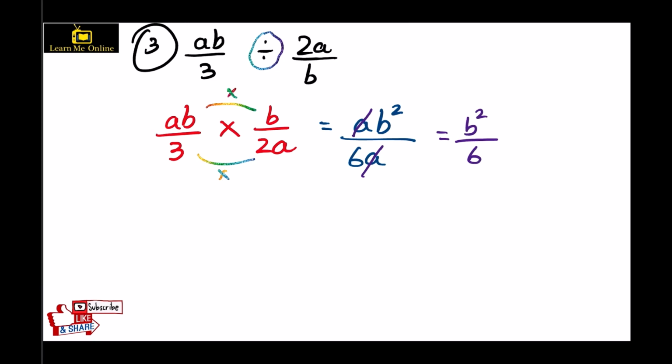Because now we don't have any b in the denominator and we don't have any number in the numerator to cancel, we can't simplify it more, and how it is given is the most simplified fraction.